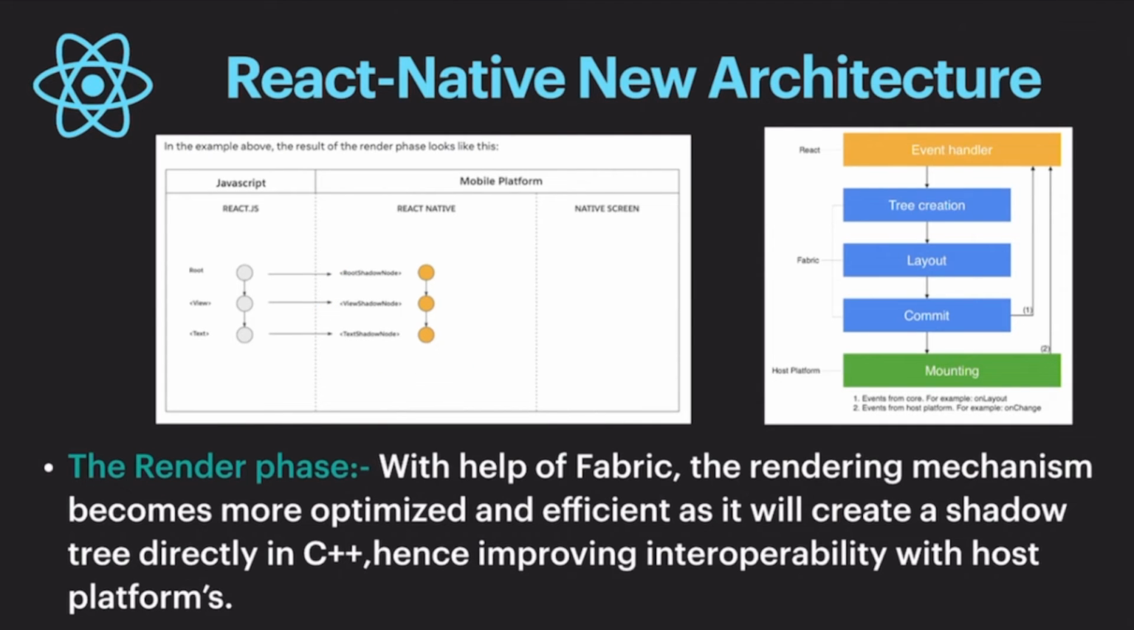So with the help of Fabric, the rendering mechanism becomes more optimized and efficient as it will create a shadow tree directly in C++. Because we create this shadow tree in C++, this improves interoperability with the host platform. Here the host platform can be any Android platform or any iOS platform.